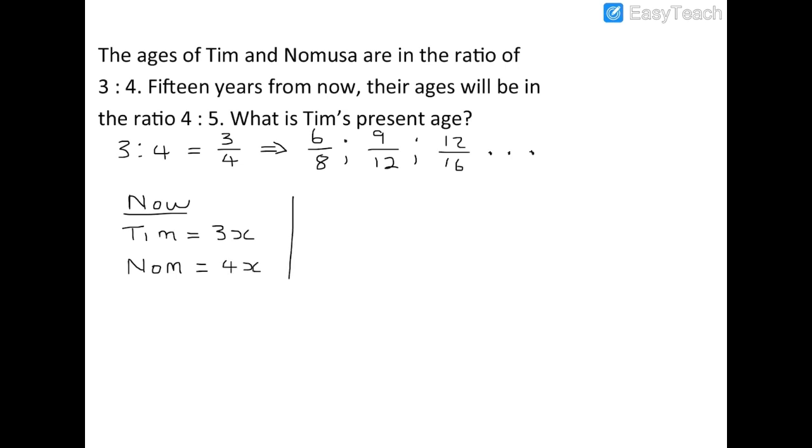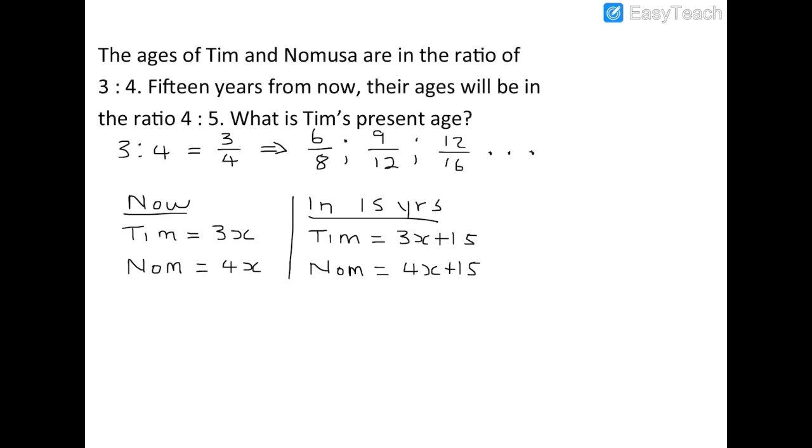So in 15 years, Tim will be 3x plus 15 years old. It only makes sense if it's 3x years now. After 15 years, it will be 3x plus 15. Okay, and Nomusa will also be 4x plus 15 years.